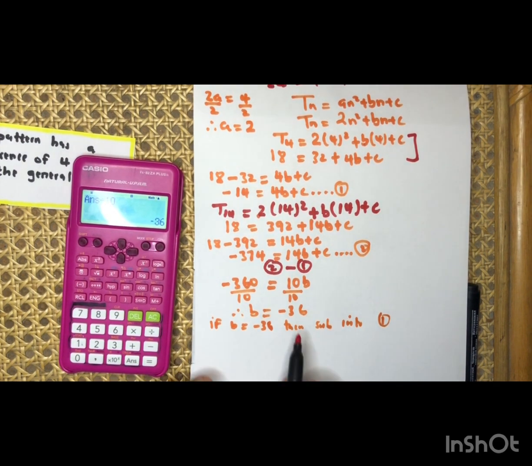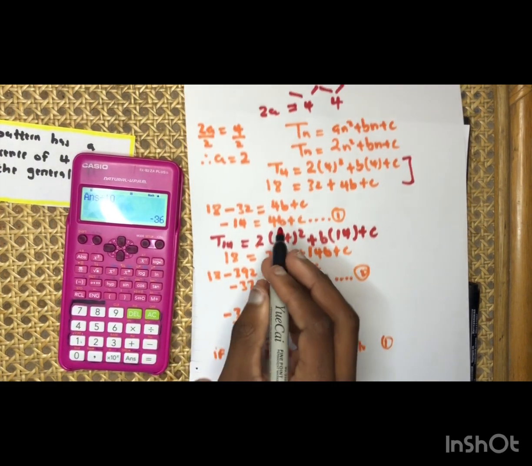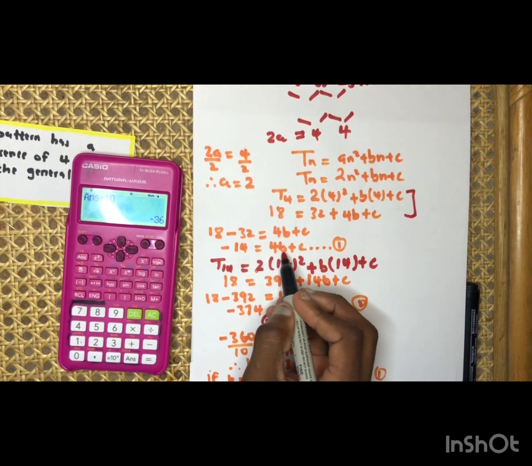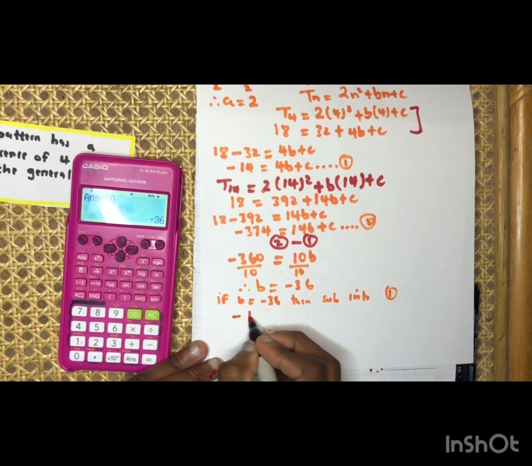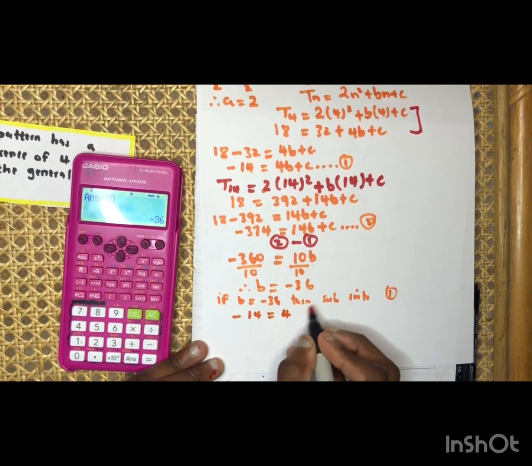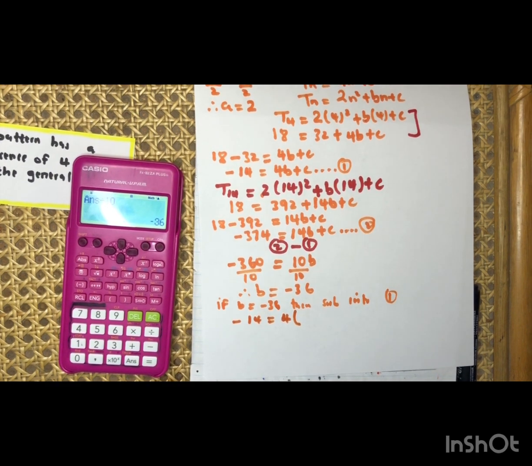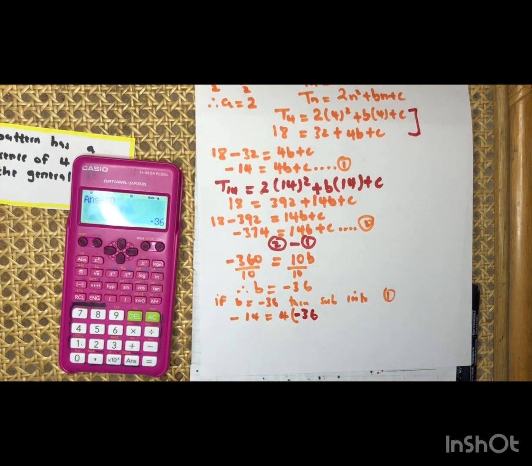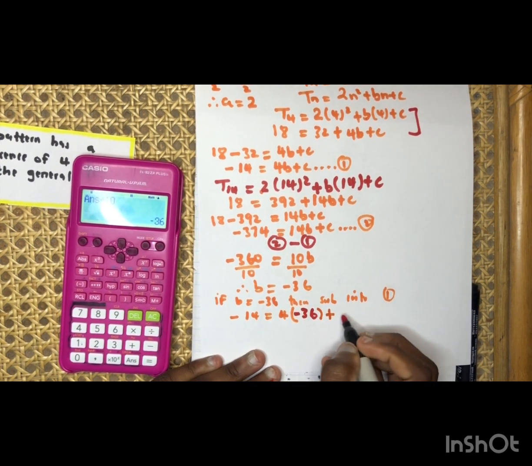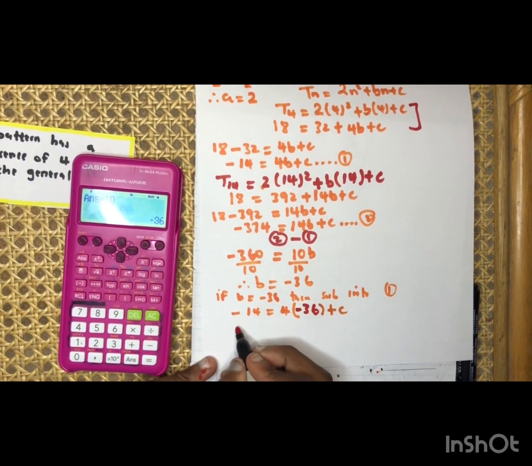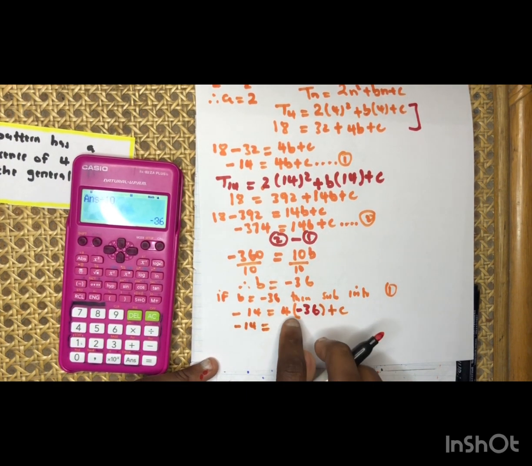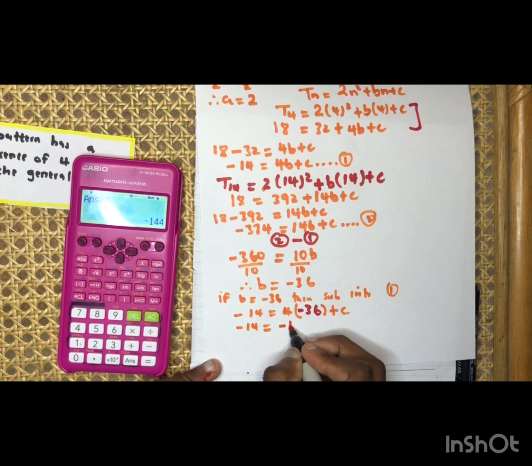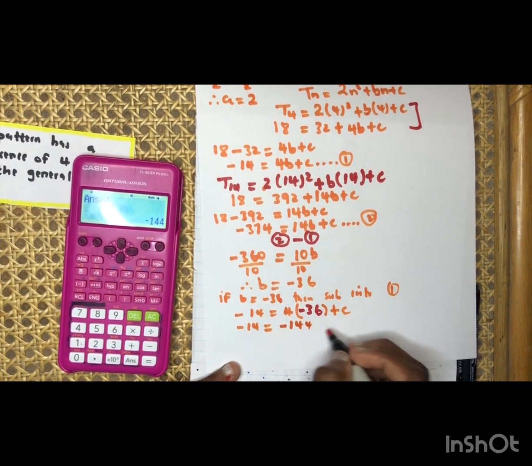So wherever we see b now, we're going to substitute negative 36. Remember, your equation 1 was negative 14 equals 4b plus c. So this is negative 14 equals 4 into, then in place of b, you substitute your b, which is negative 36. Then you close your brackets, plus c. Are we together? So 4 times negative 36, what do we have, guys? I know you know the answer. It's negative 144, plus c.